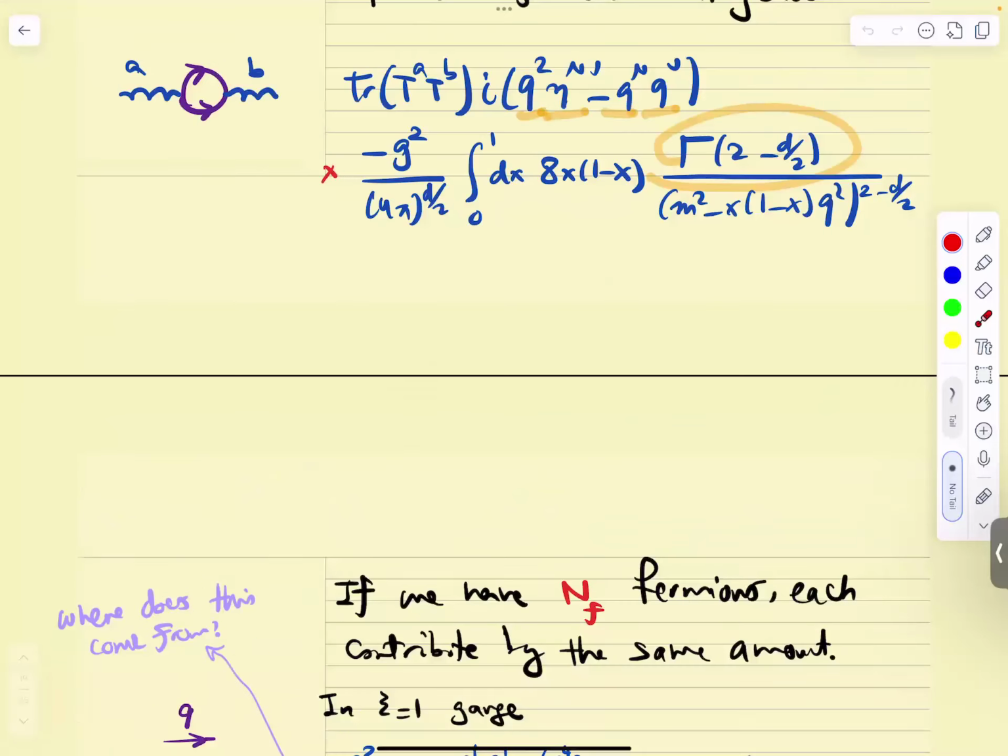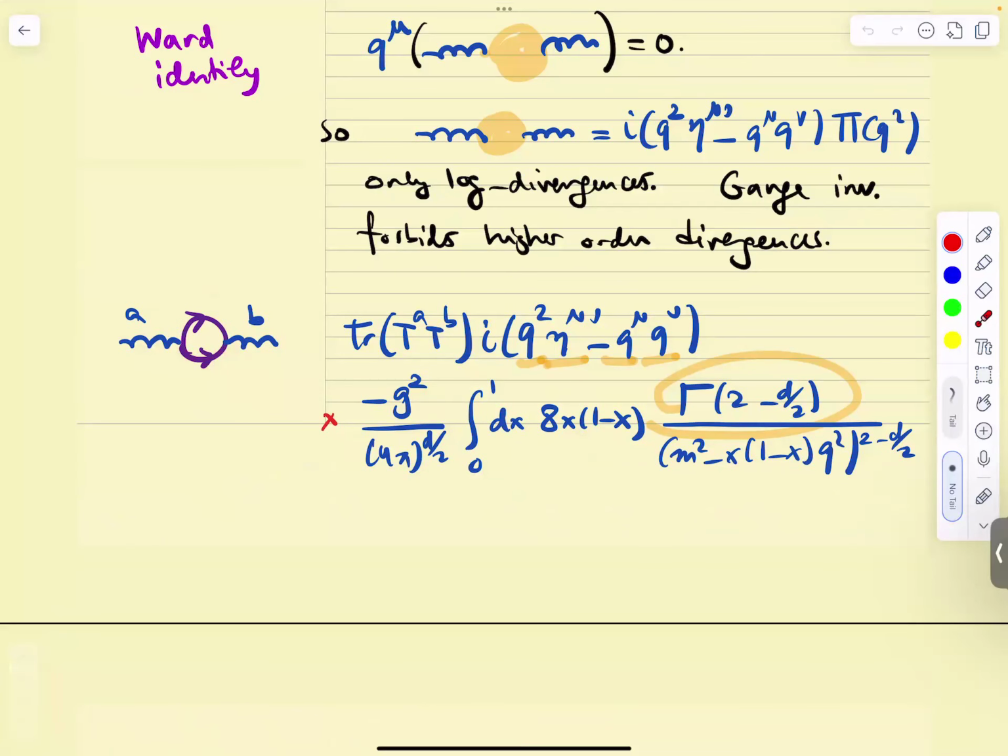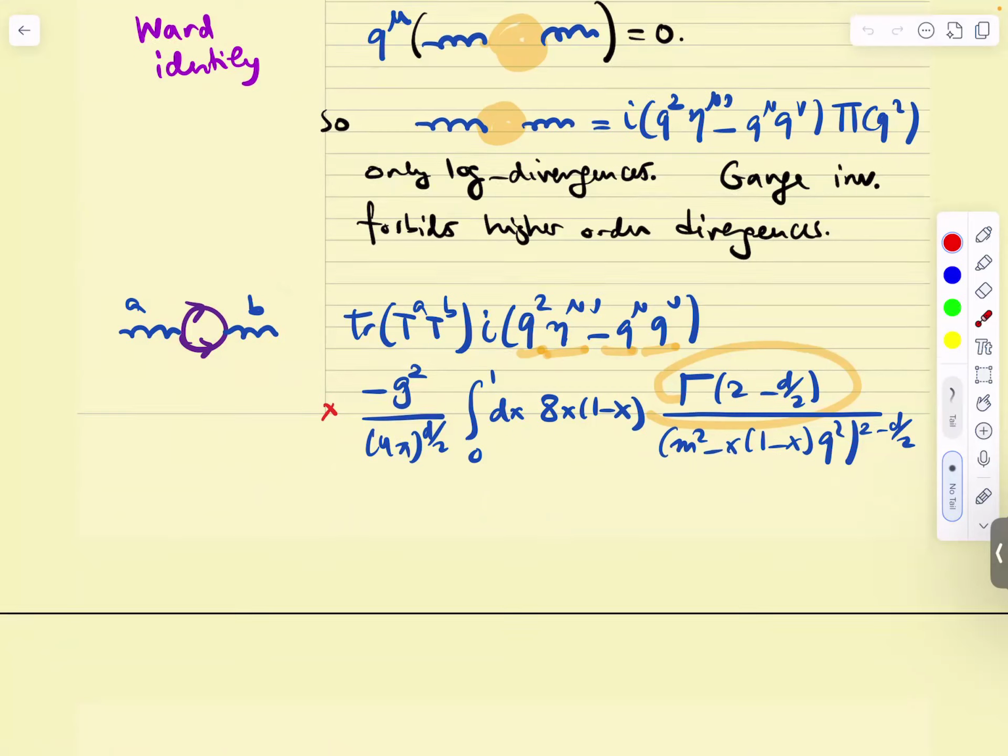Now, of course, it's tricky. There are NF fermions. If you have NF flavor fermions, they all run in the loop, and you have to multiply by NF. What is this? There's a minus sign, and it has to do with the fermion loop, right? Okay.